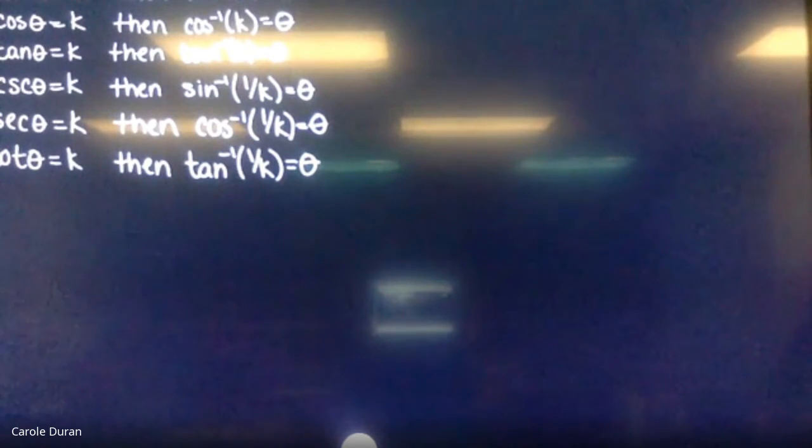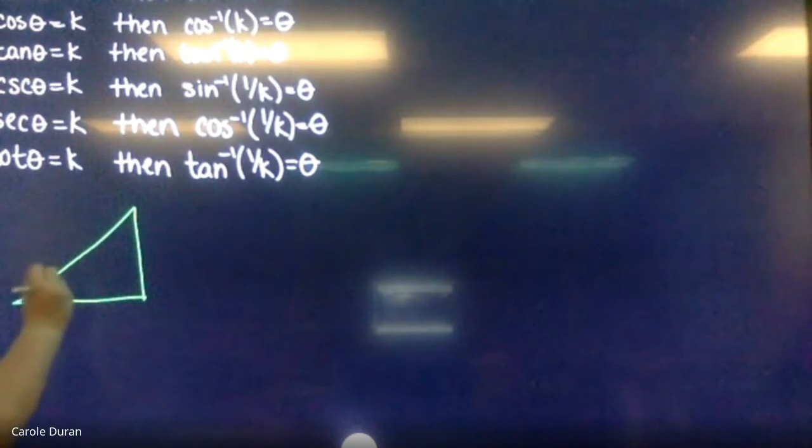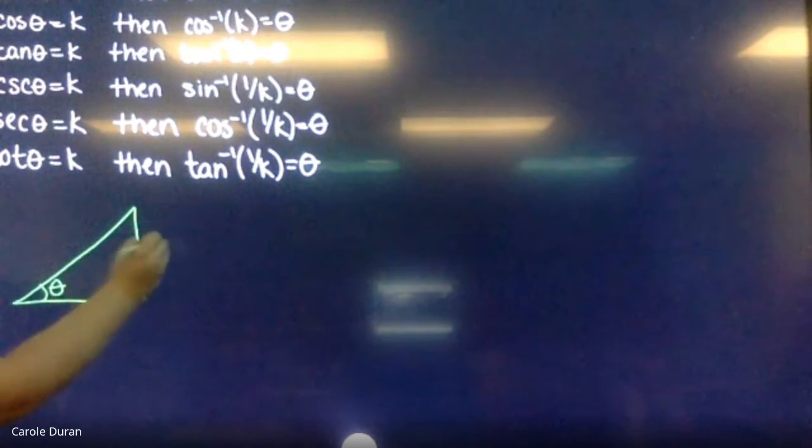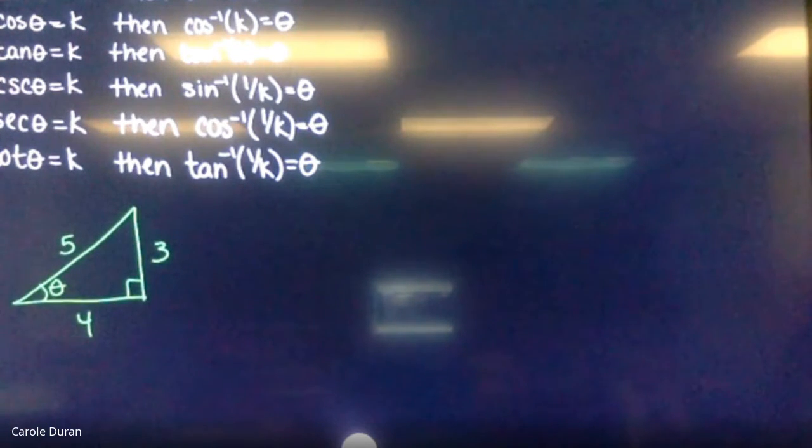Okay, so let's start with some triangular examples. Let's say I have a right triangle. On this right triangle, I have some angle theta, and I know that my side lengths are 3, 4, and 5. I would like to solve for angle theta here. That's my goal. So first thing I need to do is pick a trig function that deals with the sides that I have been given. Here I have all three sides, which means I can pick any trig function that I want to. I don't have to pick sine, cosine, or tangent necessarily because I can pick any of them.